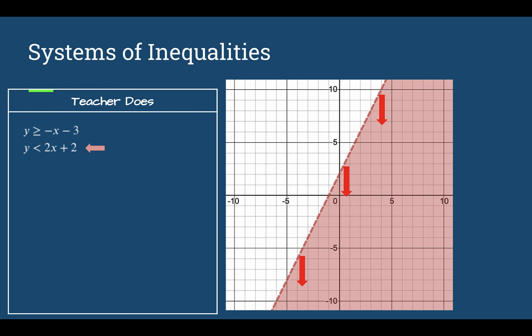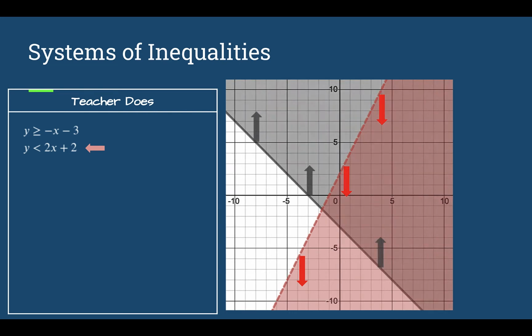For this to be a system of inequalities, we need to graph both of them on the same coordinate plane. So if you notice, there are some parts where it's shaded above the line in gray, and other parts where it's shaded below a line in red. Our solution set is going to be the area that fits both of those at the same time. So it's shaded red and shaded gray, indicated here with that pink star.